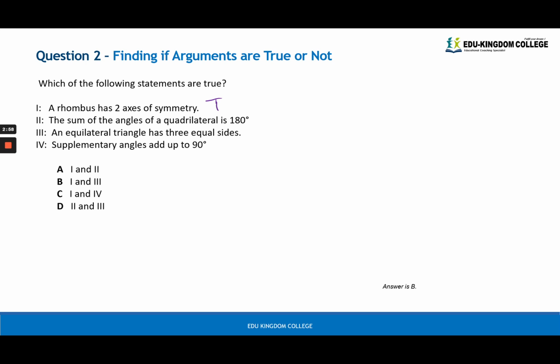Now, the second one is the sum of the angles of a quadrilateral is 180. This one is false. Remember, a quadrilateral of any kind will add up to 360. Sorry, I think I said 360. That question says 180. Okay, it should add up to 360. So this is false. Number 3, an equilateral triangle has 3 equal sides. This is true. This actually lies in the name. Equi for equal and lateral means side. So an equal-sided triangle will have 3 sides and they will be equal.